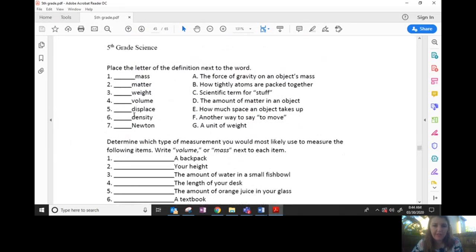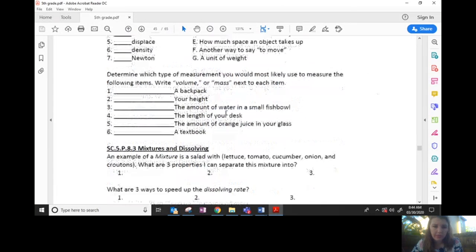Then you're going to match these definitions. And then write volume or mass next to each one of these. Remember, volume is the amount of space, and mass is the amount of matter.